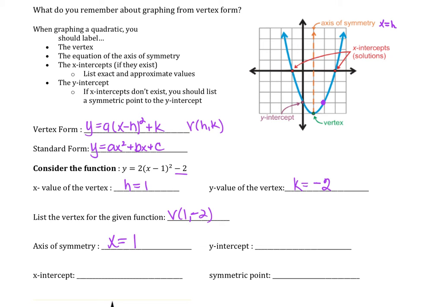The y-intercept, I need to substitute in 0 for x and solve for y. So we would get y equals 2 times 1 minus 2, so that's going to be 0. So my y-intercept for this problem, my x value is 0 because I plugged in 0 for x, and the y value that we got out was 0.